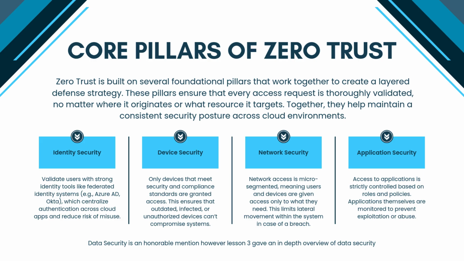The core pillars of Zero Trust are identity security, device security, network segmentation, and application security. Identity security ensures that users are authenticated using strong methods like MFA and federated identity systems. Device security ensures that only devices that meet compliance standards can access the network. Network segmentation limits each user and device to only what they need. And application security enforces strict, role-based access control. Together, these layers provide comprehensive, adaptive defense across all cloud environments.